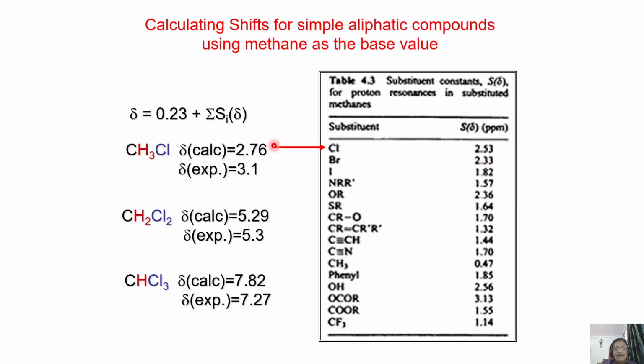And this is the calculated, this is experimental. Now let's do the same thing for this molecule, CH2Cl2. Take the base value, and Cl is 2.53 times 2. If you add it up, it turns out to be 5.29. And experimentally, what is observed is 5.3. Almost matching, right? Now for CHCl3, the calculated value: you take 3 times 2.53 and add it to this base value, you get 7.82, but experimentally 7.27.